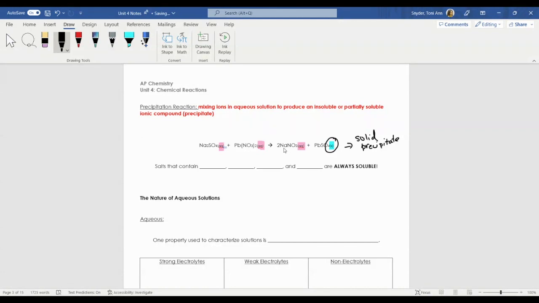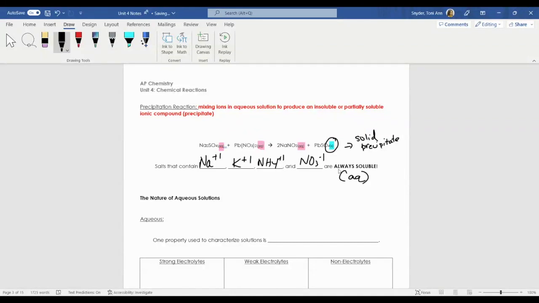ions that are always soluble in water. They will always be aqueous. So always soluble means they'll always be aqueous. Those salts are anything that contains the sodium ion is always soluble. Sodium phosphate would be aqueous. Sodium oxalate would be aqueous. Sodium bromide is aqueous. Anything that contains potassium ions is always soluble. Ammonium ions and nitrate ions.